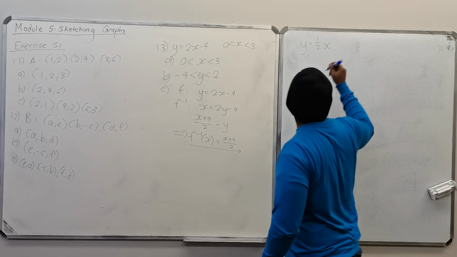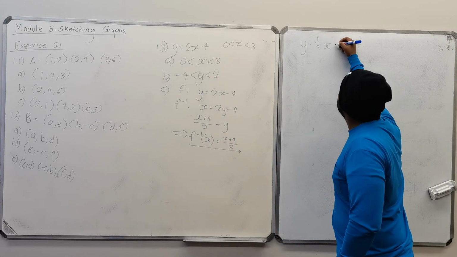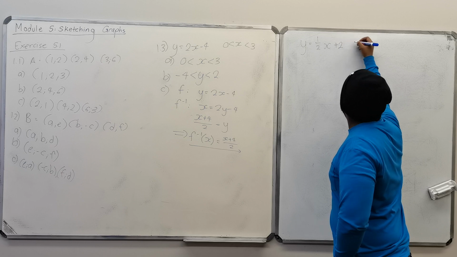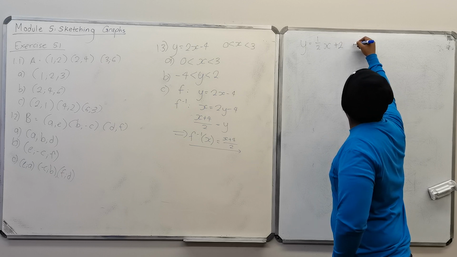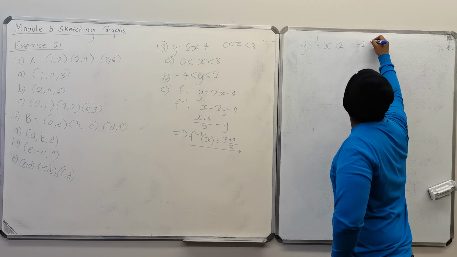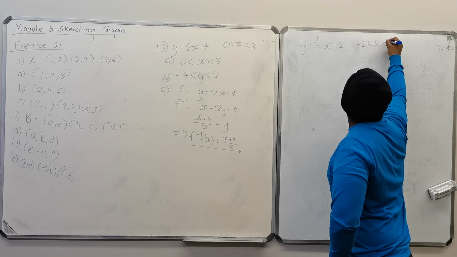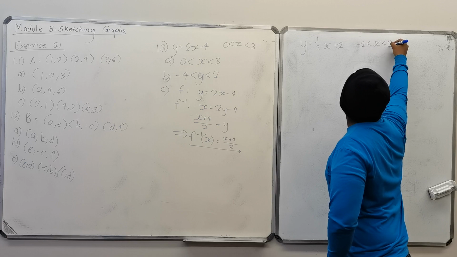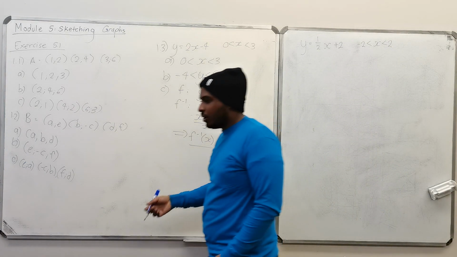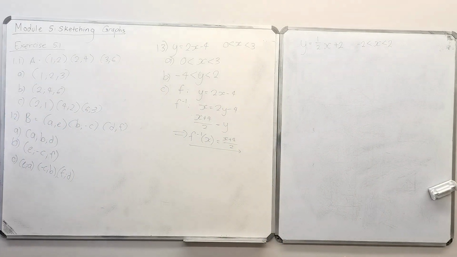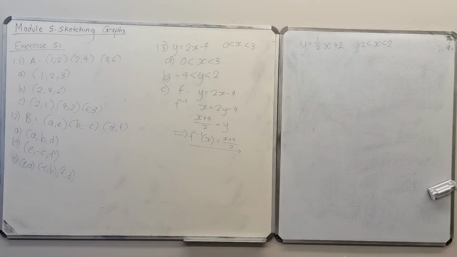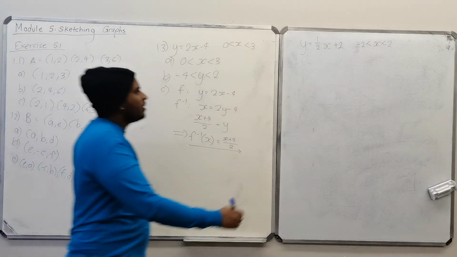Okay, what's this equation? It's half x plus 2. The condition: minus 2 less than x, less than or equal to 2. Okay. So, how would we do this, guys?